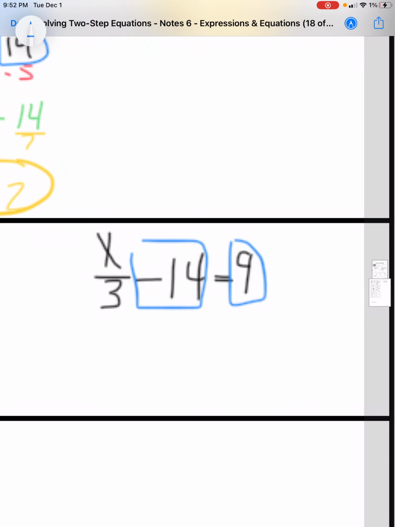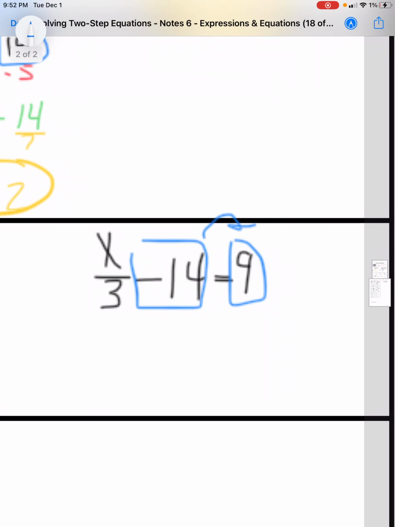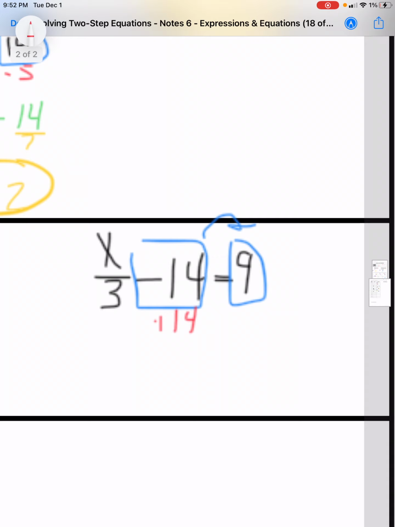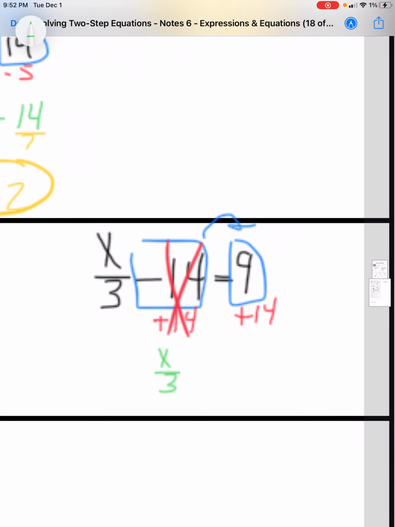Well, one's a negative, one's a positive. It doesn't matter. They're just numbers, okay? All right, we're going to take the negative 14 to the right side. I did not draw my arrow. There you go. What is the opposite of negative 14? It is adding 14 to both sides. Those are going to cancel out. I'm going to be left with x over 3 equals 23.